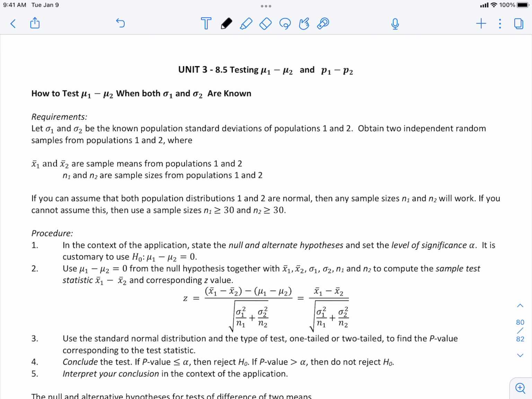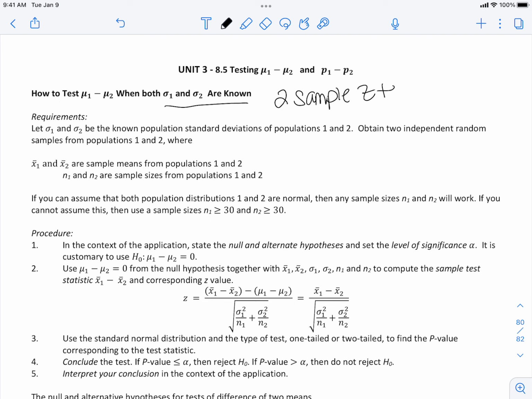Hi everyone! Today we're doing notes for 8.5, testing mu1 minus mu2 and p1 minus p2. So we're going to start with testing mu1 minus mu2 and both sigma 1 and sigma 2 are known. Now just as in the past, because we know sigma 1 and sigma 2, this means we're going to use a z-test.